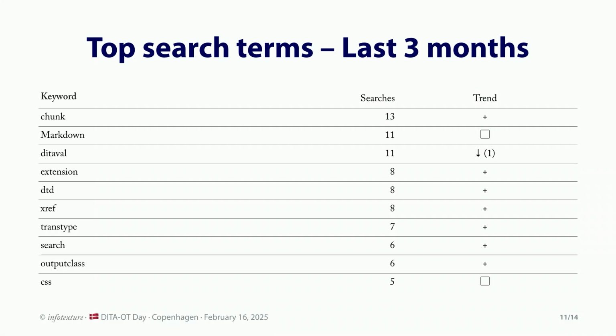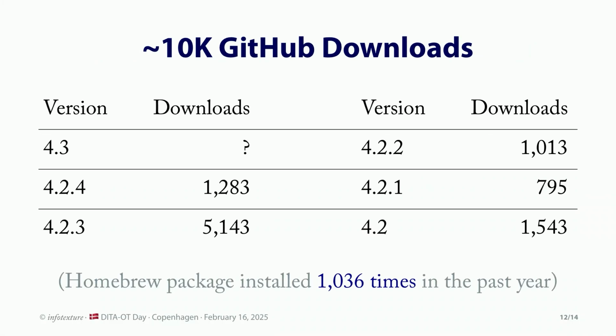So when I checked on the way over, I had access to just 3 months of data and not a year. Markdown is tied for second place in the sense that it's stable in second place. It was second place last year too. So that's still quite popular. Ditaval is trending downward. It was the top search term a year ago, and now it's only number 3. So whatever. Anyhow, trivia. But what's interesting to us, perhaps, is how often this thing gets downloaded.